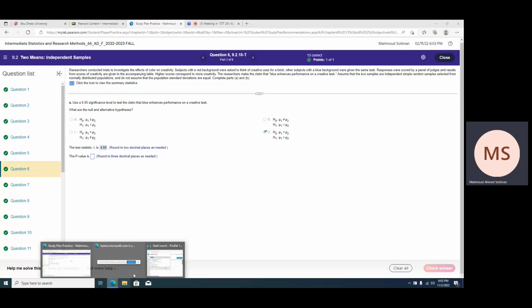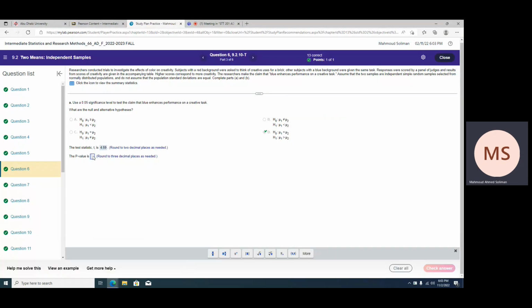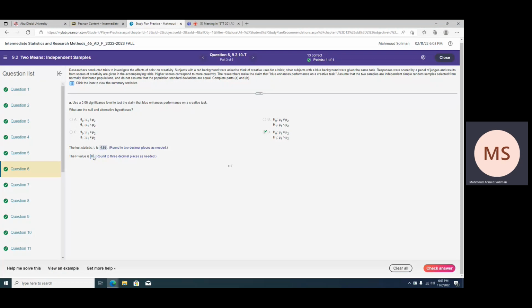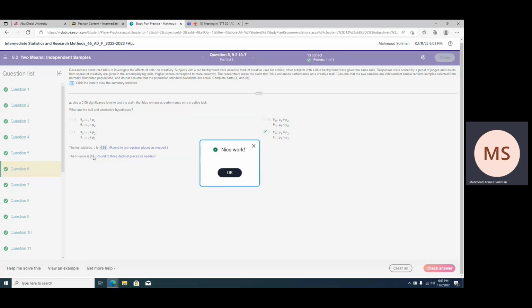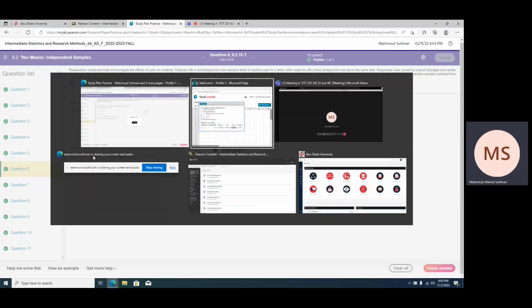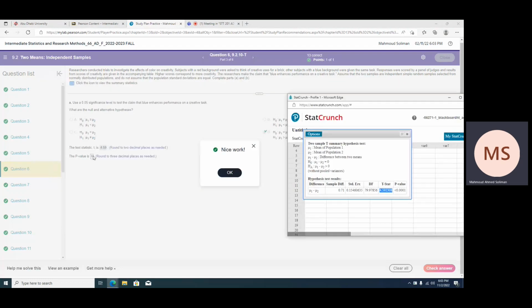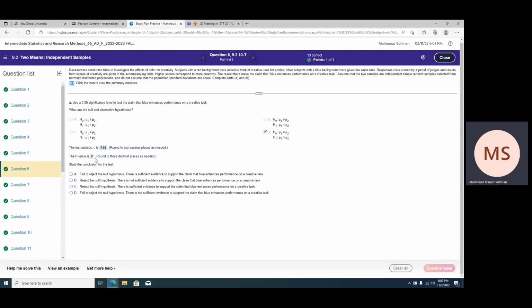So let's continue. Wait, let me go back here. P value 0. Why is it 0? What is the p value? It's less than 0.0001, you told me. So 0 is less than alpha. Where's alpha here? So, reject. P value less than or equal to alpha, we reject. If we reject, there is sufficient evidence.